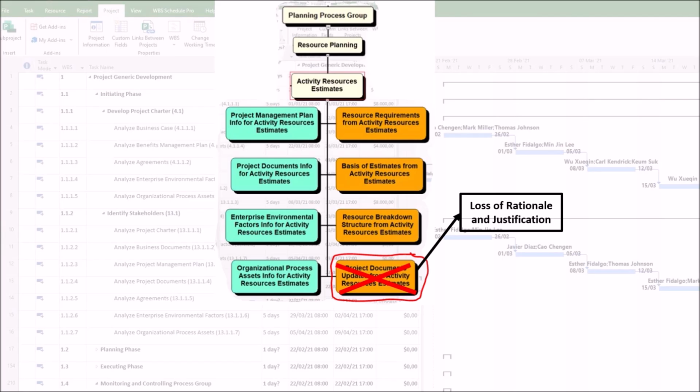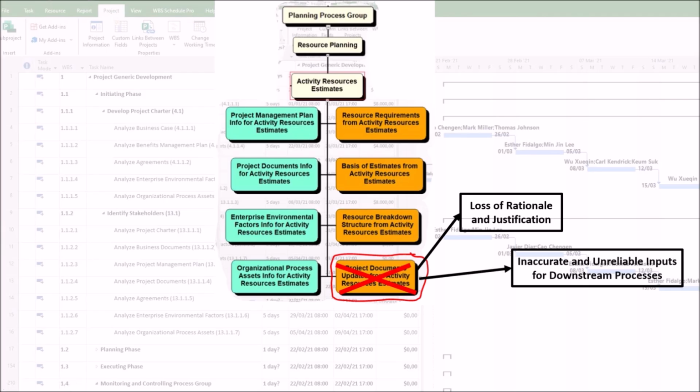For example, if you estimated a task would take a junior resource 10 days, but the assumption was that a senior mentor would be available for guidance, that critical context is gone. As a consequence, when the senior mentor isn't available and the task takes 15 days, you have no documented basis to explain the variance. The estimate appears to have been simply wrong, rather than being based on a condition that changed. This erodes stakeholder confidence and makes it difficult to justify necessary changes or additional funding.